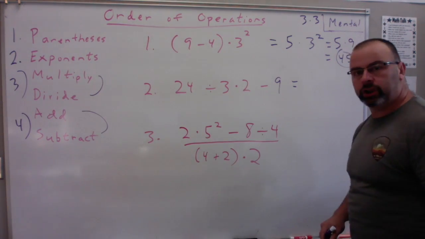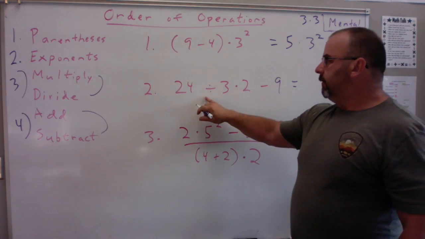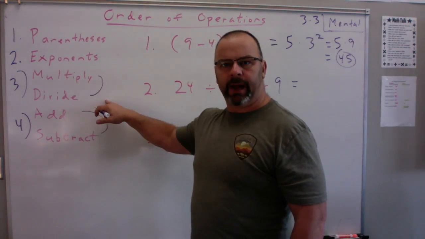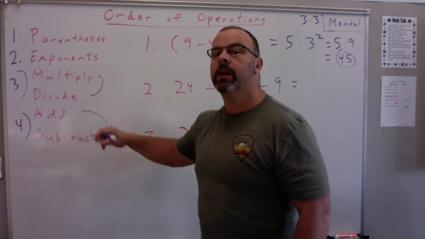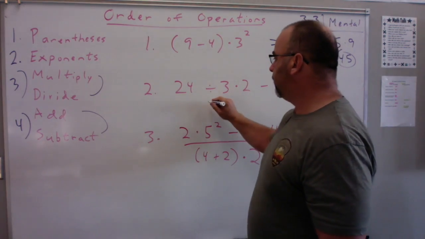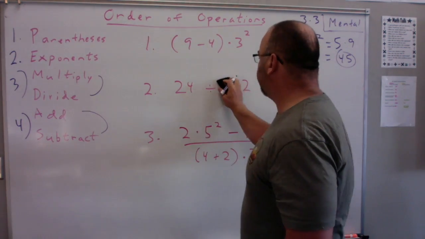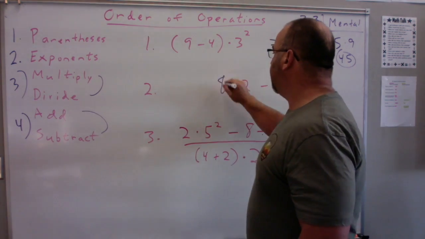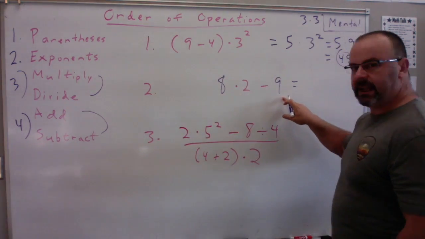And that's equal to. Now, am I going to divide before I multiply? It says multiply before divide. Can I do them in any order? Yes, I can. So, I'm going to go 24 divided by 3, and I'm going to erase that, okay? So I'm going to erase that. I'm going to put in 8. 8 times 2 minus 9.